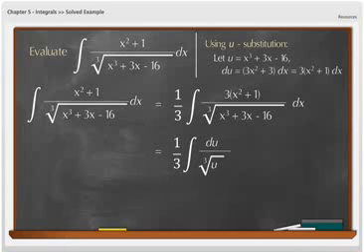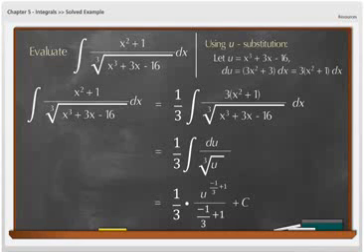This is equivalent to 1/3 the integration of du divided by the cubic root of u. Now to find the antiderivative for this one, we are going to use the power rule here. So the antiderivative is going to be 1/3 times u to the power minus 1/3 plus 1 divided by the new power, which is minus 1/3 plus 1, plus the constant of integration, c. Please don't forget the constant of integration.